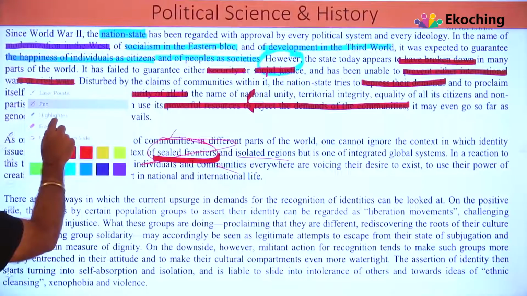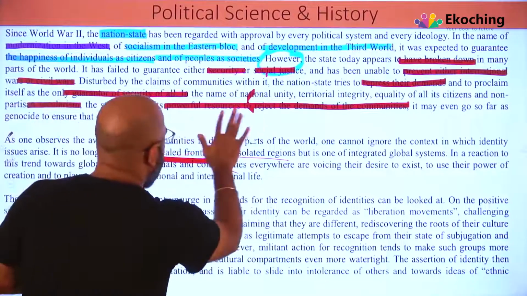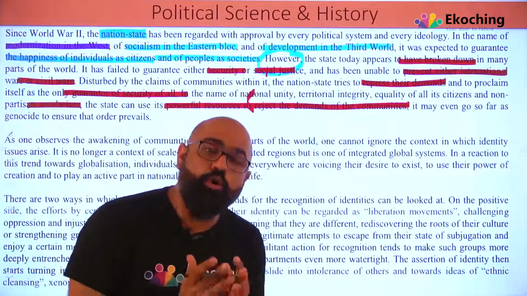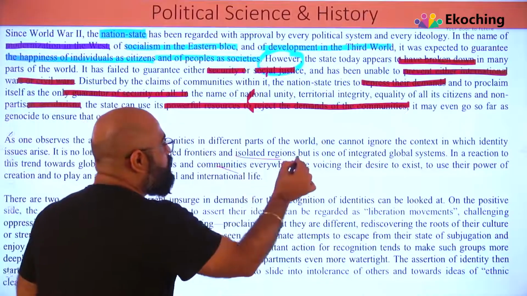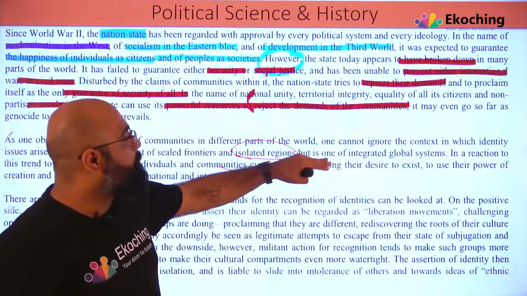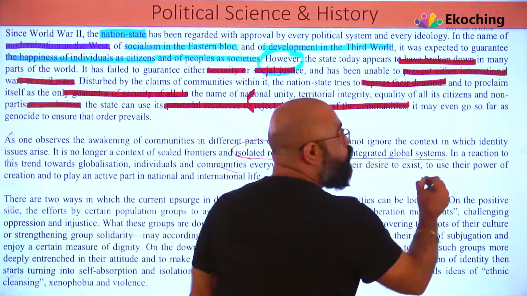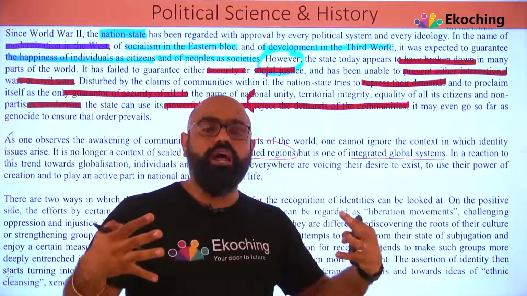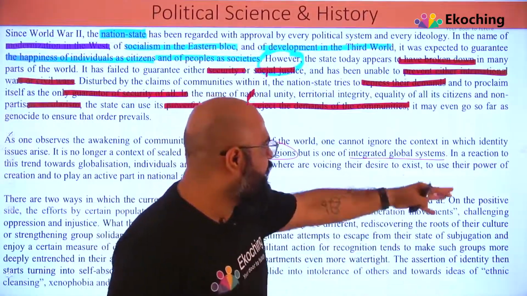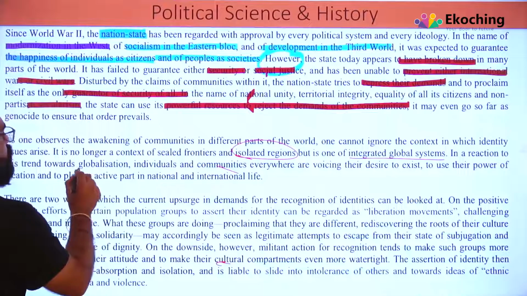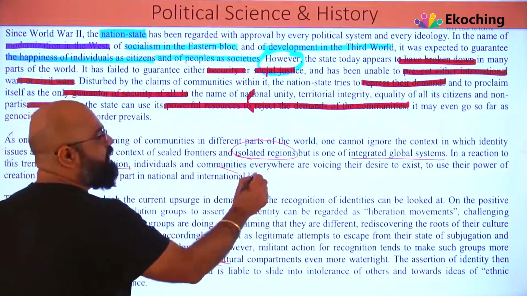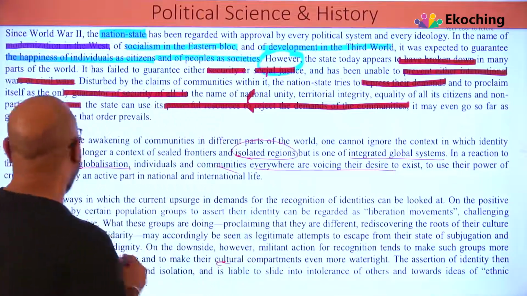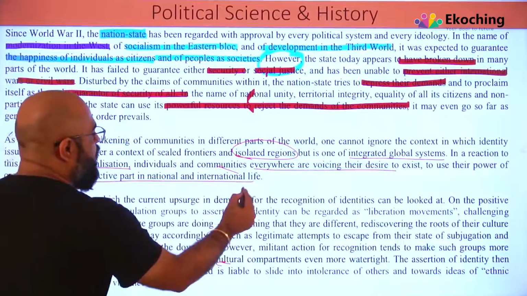The context which they have mentioned is that it's not about they are sealed. वो उनको कहीं जगह रोक दिया गया है. It's not about the isolated region, but is one of the integrated global system. It is the integrated global system, how across the globe everyone is connected. In a reaction to this trend towards globalization, individuals and communities every year are voicing their desire to exist, to use their power of creation and to play an active role in national and international life.